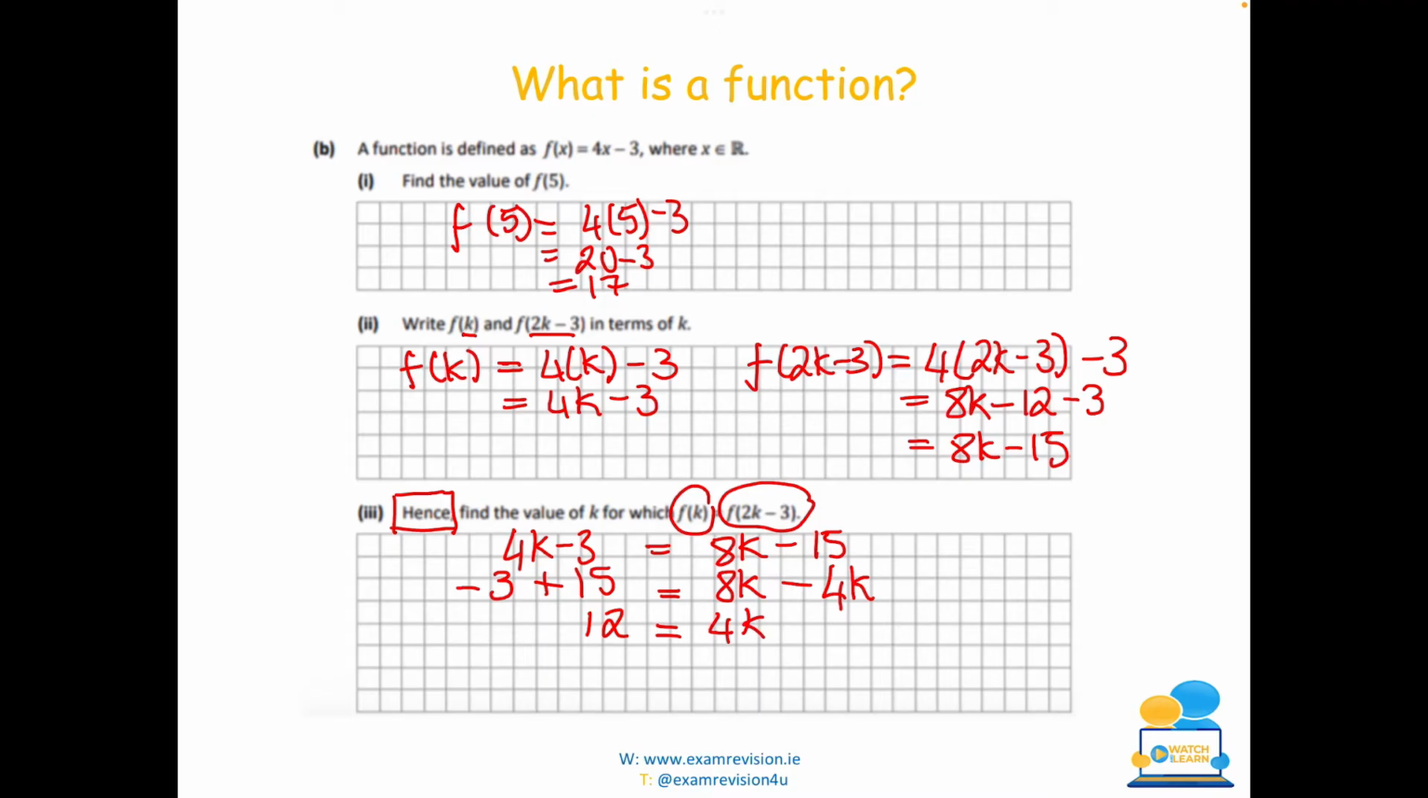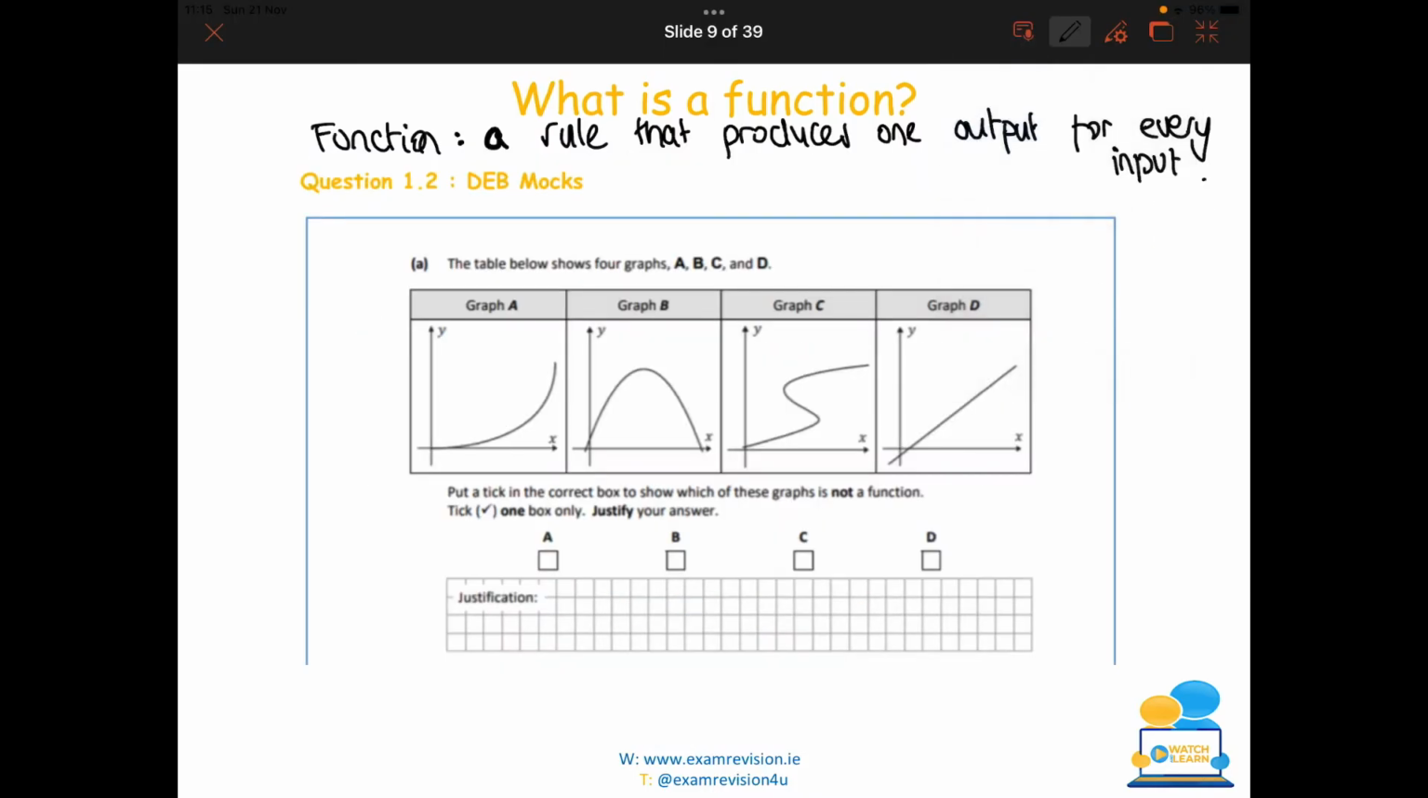To find k by itself then, we need to divide by the number in front of k. So 12 divided by 4, so k is going to equal 3.